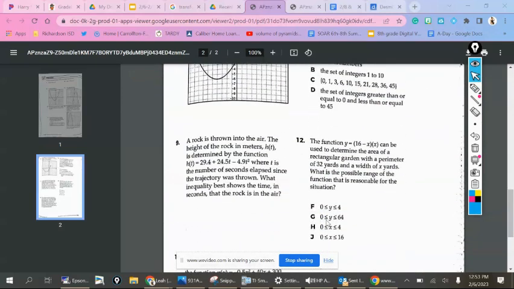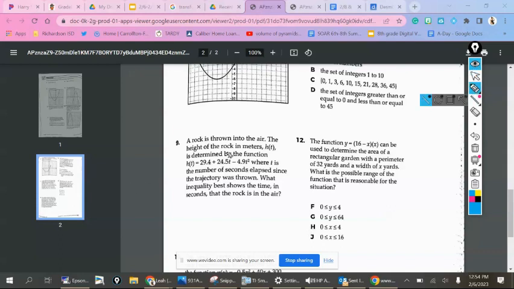So 9. A rock is thrown in the air. The height of the rock in meters is h(t) and is determined by this function, where t is the number of seconds elapsed since the rock was thrown. What is the inequality that best shows the time in seconds the rock was in the air? Okay, so how long the rock was in the air.